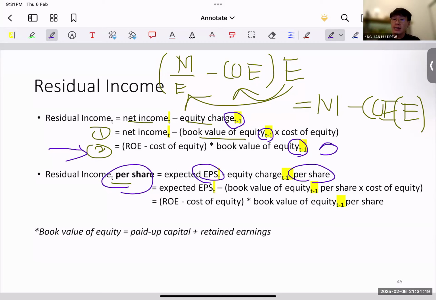Yes, so you can use either this one or this one. It's the same. But the main difference is this is residual income per share. So if it's on a per share basis, let's say you are valuing a firm, then you need to multiply it by the number of shares to get the actual residual income.